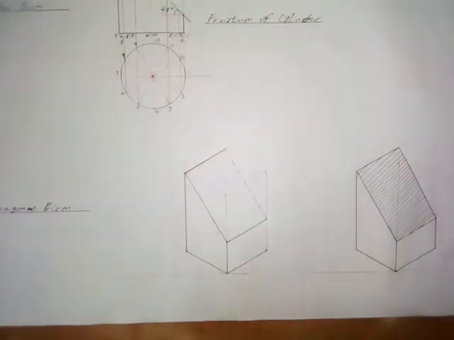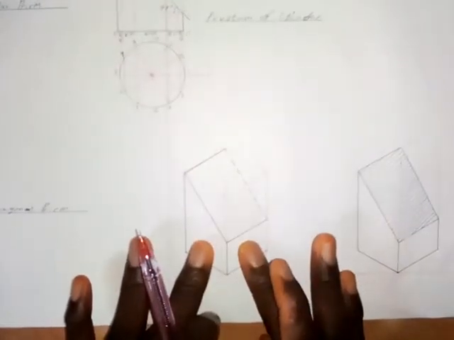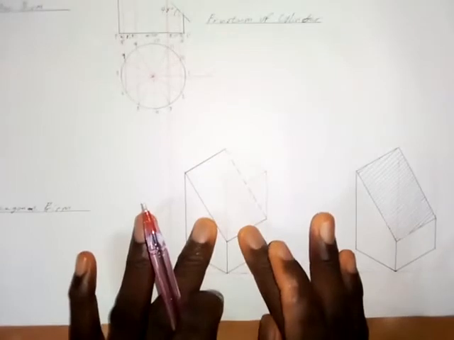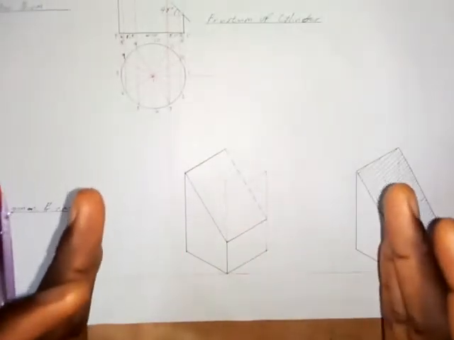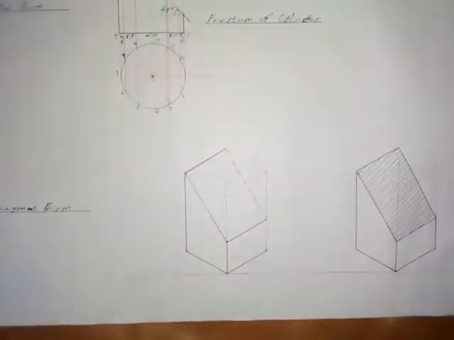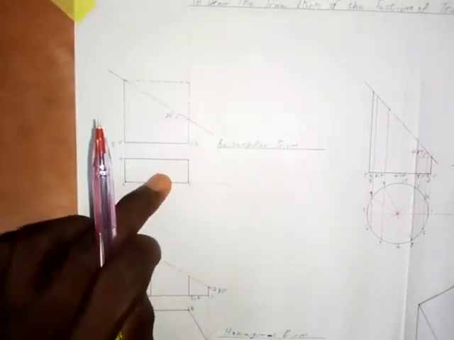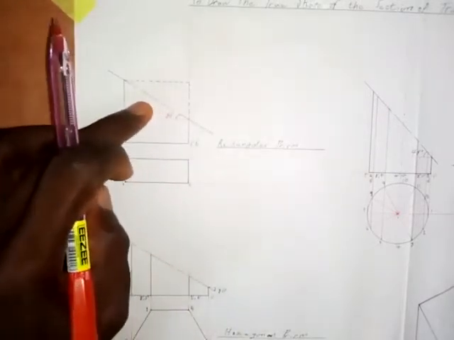So this is the isometric view of this prism. If I want to produce its orthographic view, it will look different from what we have here. So for this rectangular prism, this is the plan, while this is the front view.